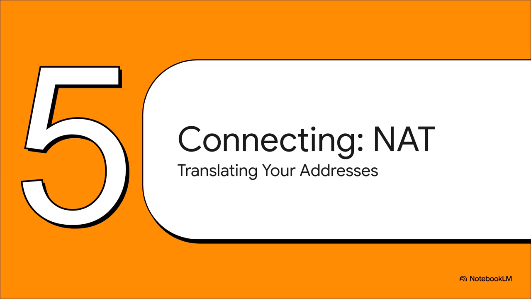So our security rules are in place, but there's a problem. Our internal users can't actually get to the internet yet. Why? Because they're using private IP addresses. That's where network address translation, or NAT, comes in. The ASA is going to be our translator, taking those private internal addresses and converting them to a single public address that the internet can understand.